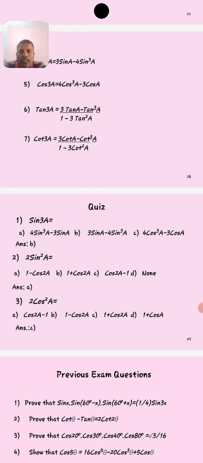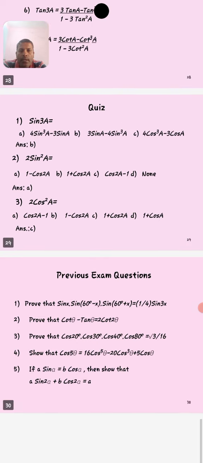Now we see the quiz. Number 1: what is the formula of sin 3a? 3 sin a minus 4 sin cube a. The option is B. Number 2: how to write 2 sin square a? 1 minus cos 2a, 1 plus cos 2a, cos 2a minus 1, or D, none of the above. That is option A, 1 minus cos 2a. Number 3: 2 cos square a is equal to what? Cos 2a minus 1, 1 minus cos 2a, 1 plus cos 2a, 1 plus cos a. That is option C, 1 plus cos 2a.